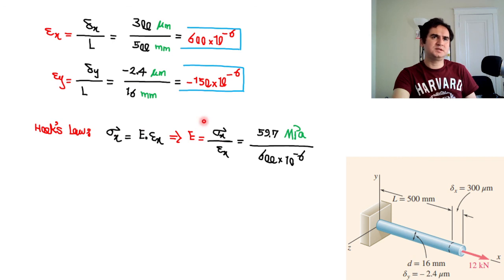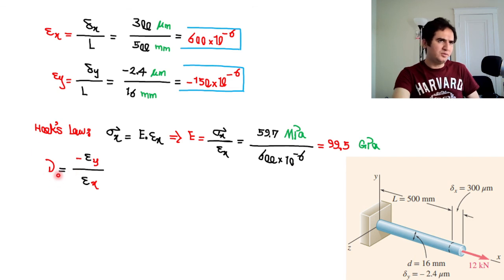So E is sigma in x direction over epsilon in x direction. 59.7 megapascal from previous slides over 600 times 10 to the negative 6, which is epsilon x over here, gives you the numeric value of 99.5 gigapascal.